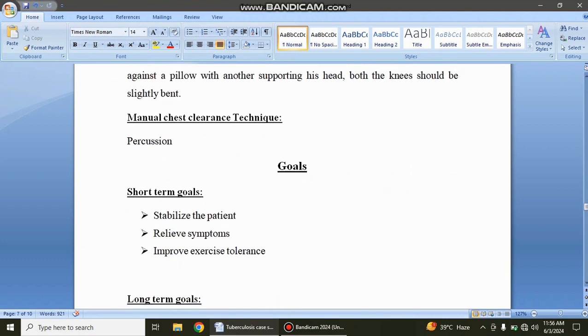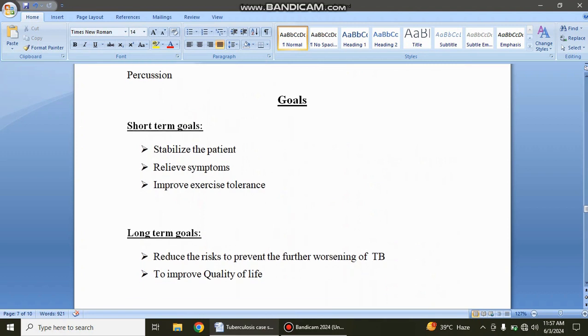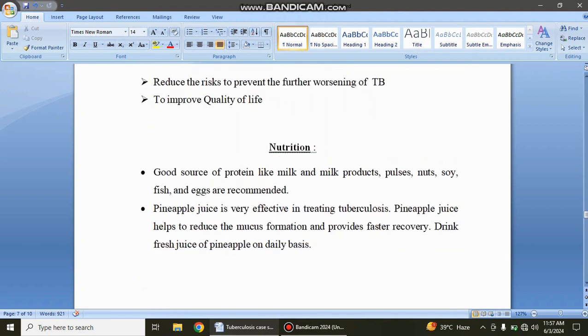Manual chest clearance technique includes percussion. It is a technique used in physiotherapy, and I hope you guys are already aware of it. Goals: there are 2 types of goals, short-term goals and long-term goals. Short-term goals include stabilize the patient, relieve symptoms, improve exercise tolerance. Long-term goals include reduce the risk to prevent further worsening of TB, and improve quality of life.